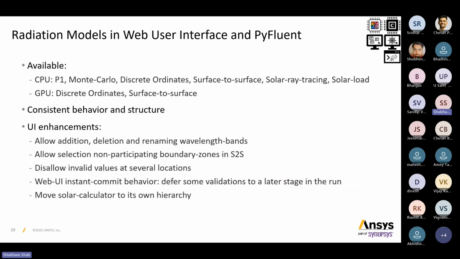Radiation models in the user interface in Fluent are available, so UI enhancements have also been done. On the CPU you get the P1 model, Monte Carlo model, DO, S2S, solar ray tracing, and solar load. But when we go to the GPU, the DO and S2S models are available as per the current release.